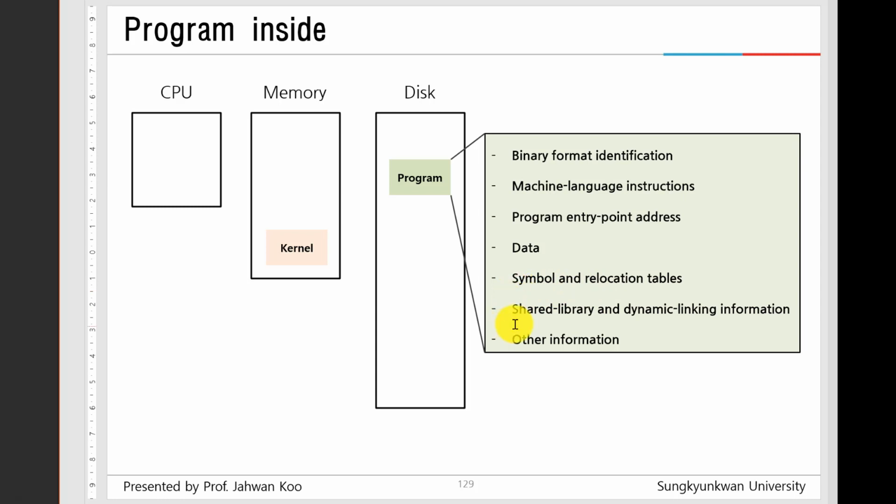Number 6, shared library and dynamic linking information. That means a list of shared libraries and the path name of the dynamic linker that should be used to load this library. Number 7, other information.